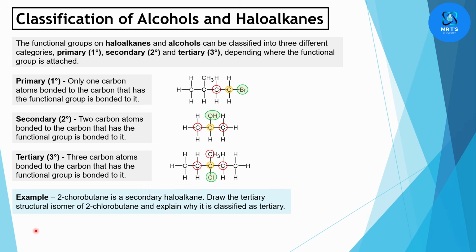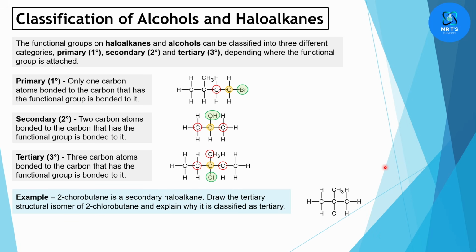So this is a type of question we might be asked. 2-chlorobutane is a secondary haloalkane. Draw a tertiary structural isomer of 2-chlorobutane and explain why it is called tertiary. So here is the structure of the isomer of 2-chlorobutane.